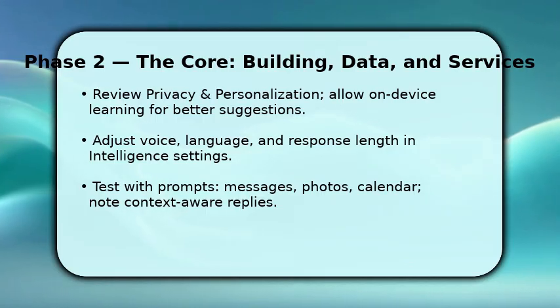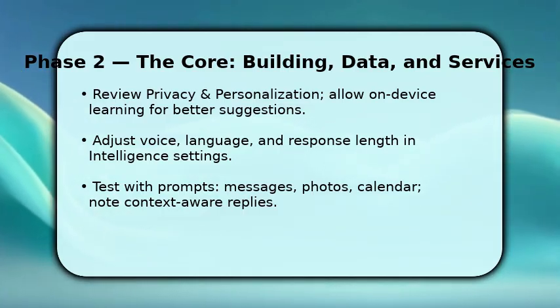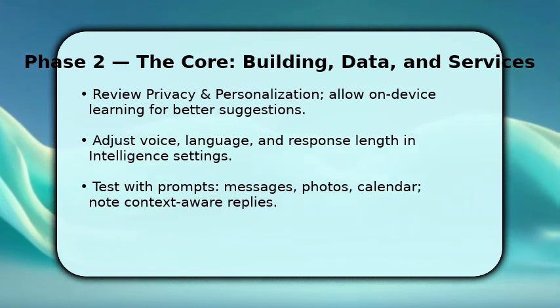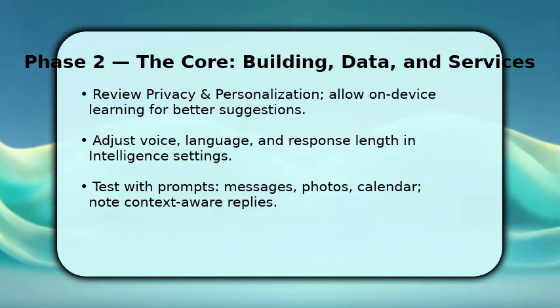Then test with 3 prompt types: a message draft, a photo description, and a calendar request. Observe how context-aware replies change. If responses feel generic, refine personalization options and repeat tests until suggestions reflect your tone and priorities.